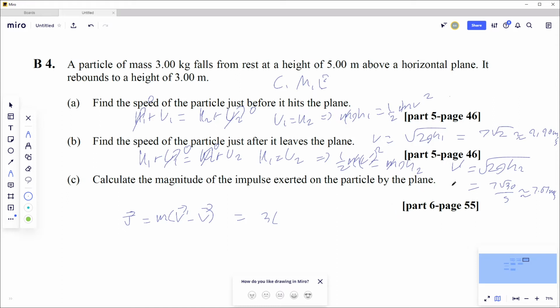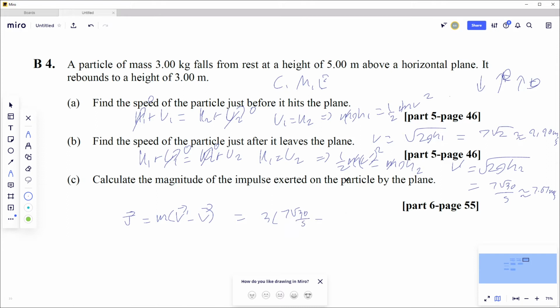So what you have to do is pick a direction. It's falling like this, and then it's going up like that. Pick anything. I'm going to pick positive to be up. So after is positive, before is negative. After is positive, so 7.67, or if you want its exact form, you can do that in the calculator instantly.